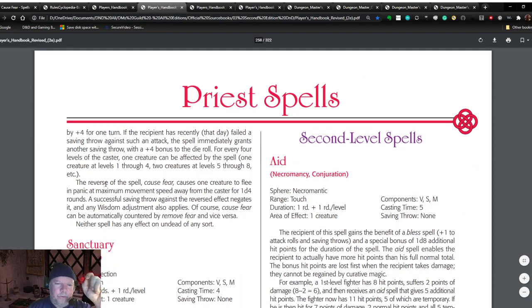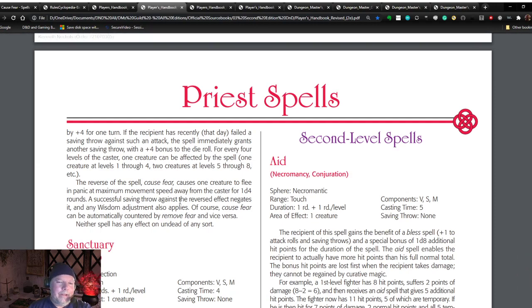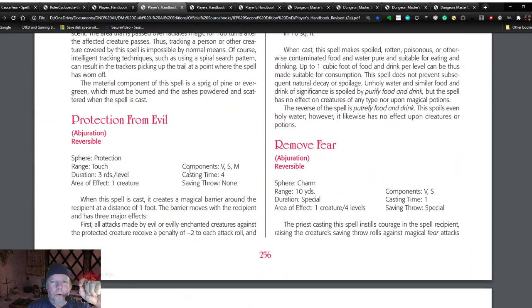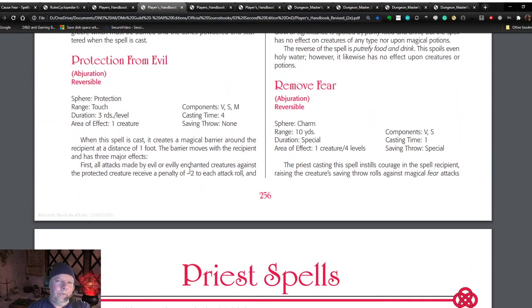And so reverse spell, cause fear, causes 1 creature to flee in panic at maximum movement speed away from the caster for 1d4 rounds. So this one, the duration doesn't care about your level, it cares about a roll of the dice. Successful saving throw against a reversed spell negates it, and any wisdom adjustment also applies. Of course, cause fear can automatically be countered, blah, blah, blah. And neither spell has any effect on undead of any sort. So, pretty consistently, in the early editions of the game, this is a spell that's exclusively for clerics.